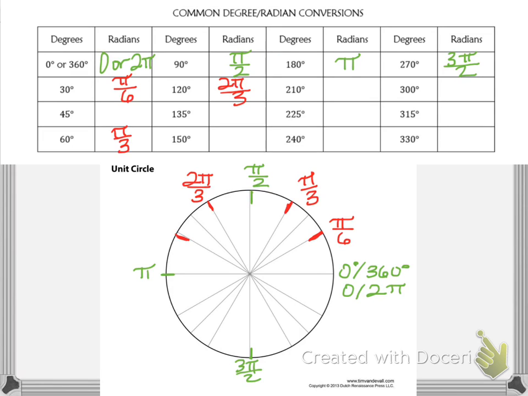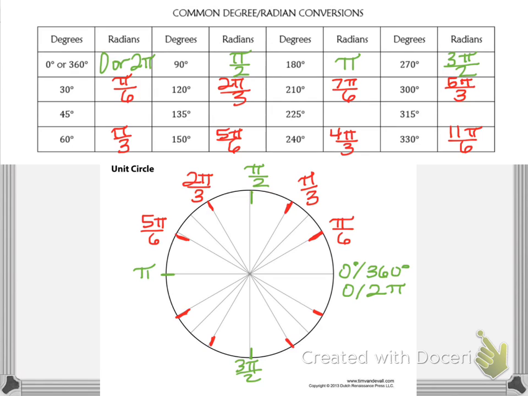150 degrees, which is right here, would be 30 degrees times 5. So pi over 6 times 5 is 5 pi over 6. 210 degrees is 30 degrees times 7, so this would be 7 pi over 6. 240 degrees is 60 degrees times 4, so that would be 4 pi over 3. 300 degrees is 60 degrees times 5, so that would be 5 pi over 3. And then 330 degrees is 30 degrees times 11, which is 11 pi over 6.